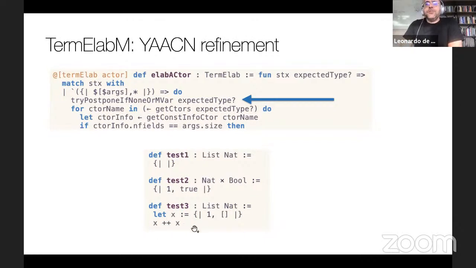Now we decided that we should use the homogeneous append operation. We can propagate the List Nat type to its arguments, right? We now know that x is a list of Nats. Now that we know that x is a list of natural numbers, we know that this term here is also of type List Nat. We can elaborate it and everything works, right? You see that the elaborator does a lot of stuff behind the scenes.